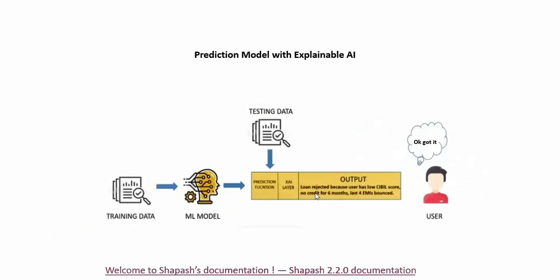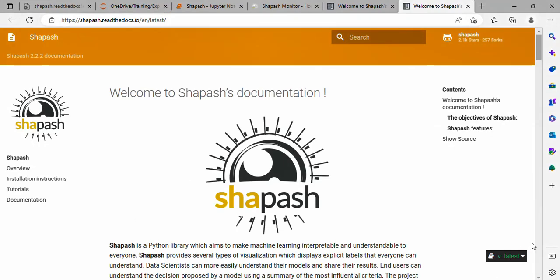Here, Shapash is clearly mentioning that the loan is rejected because the user has a low CIBIL score and no credit for 6 months. Last EMIs are bounced. Because of this reason, the loan got rejected. Now the user can clearly understand the output that the model is giving. To interpret these kinds of outputs, we need to use the Shapash tool. So let's see what is happening inside the Shapash tool.